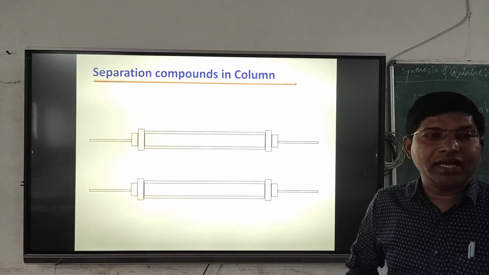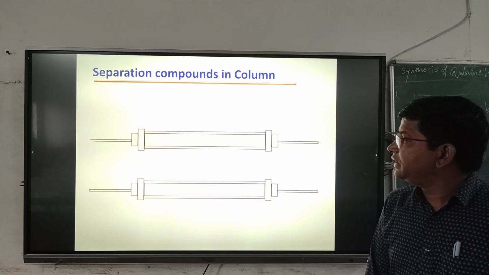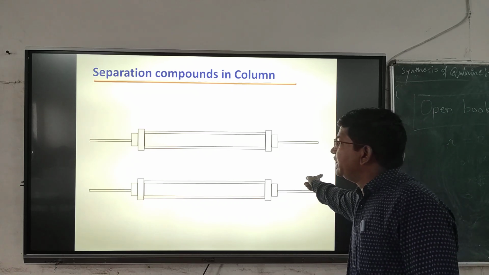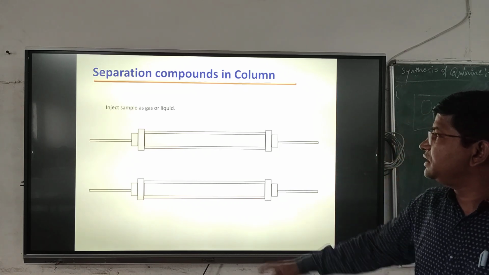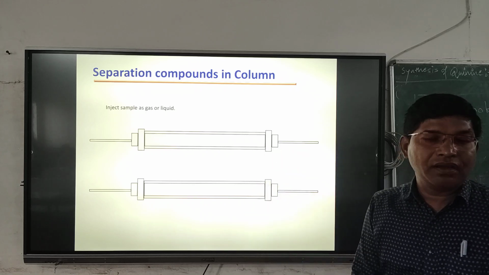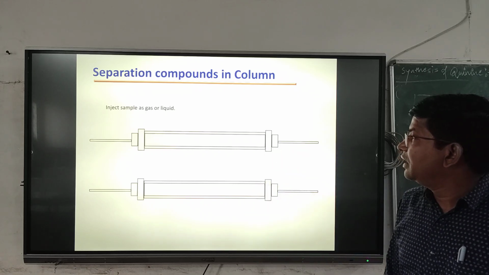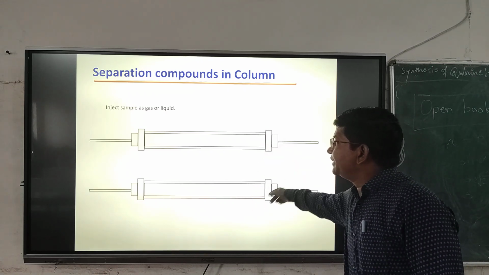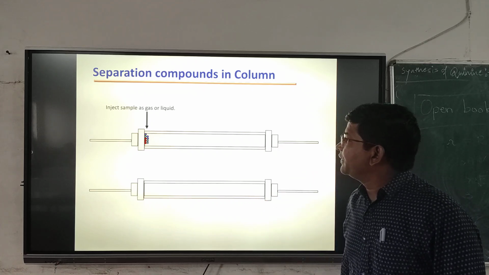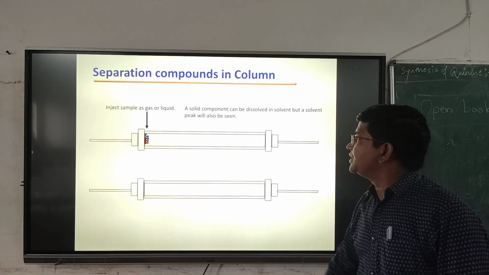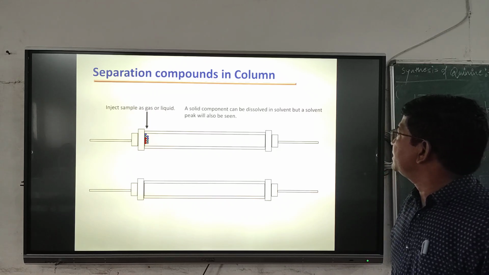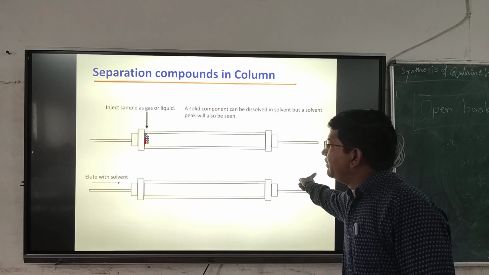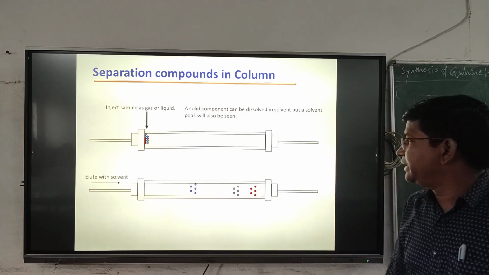Now we will again see the animated picture of the separation of a compound mixture in an HPLC column. This is the column. The column is made of stainless steel or polyethylene, and inside there is a packing of adsorbent. First we inject our compound mixture; a solid component can be dissolved in a solvent. This is followed by the eluate.